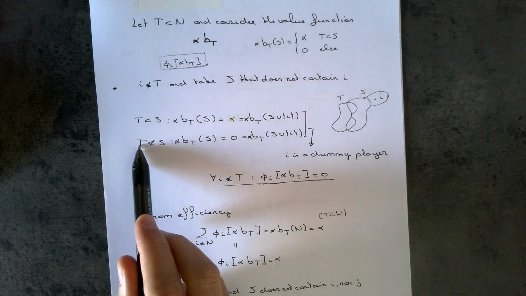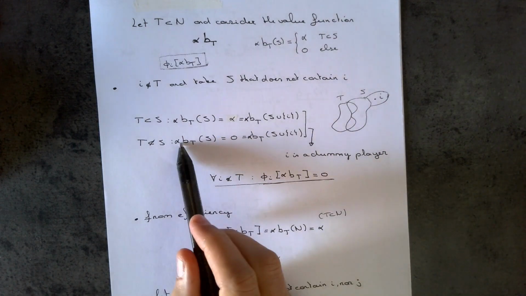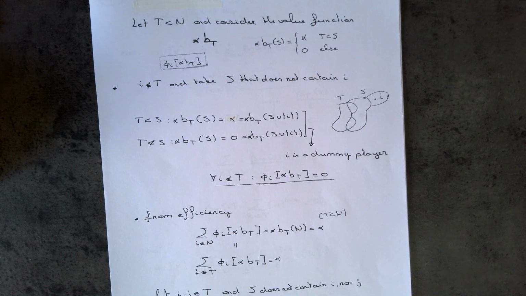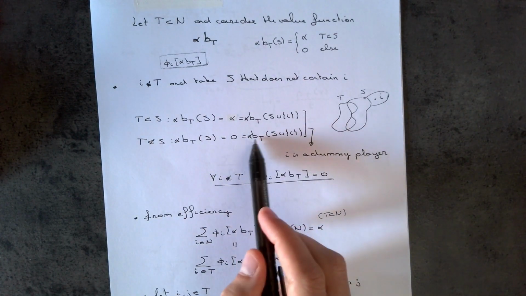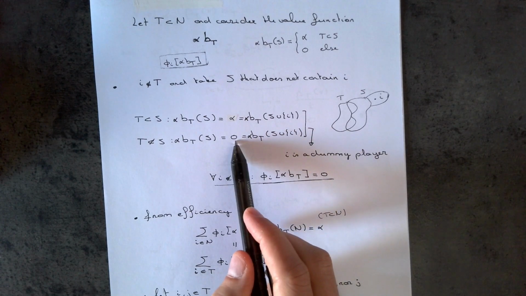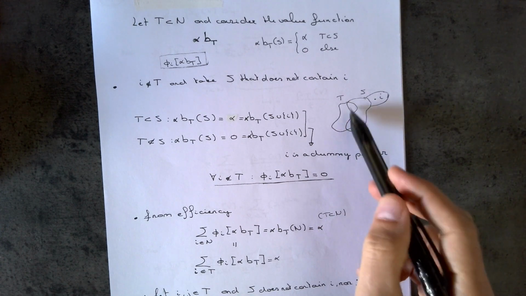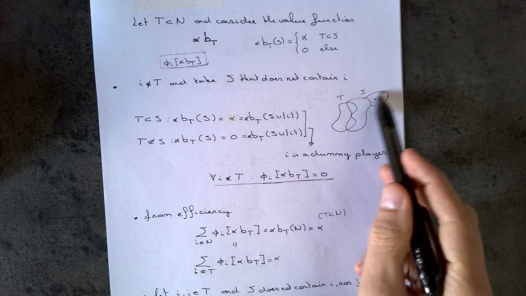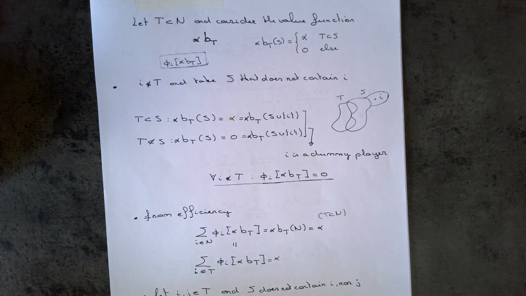In the second case, it's also possible that T is not a subset of S. And in this case, alpha BTS evaluates to 0. And adding I, because I is not in T, doesn't help here. So alpha BT of S union I is still 0. So here's the situation. I have a set S, I have a set T. T is not a subset of S, and I is outside of T. So adding I to the set S doesn't make T suddenly a subset of S union I. So the values are the same.